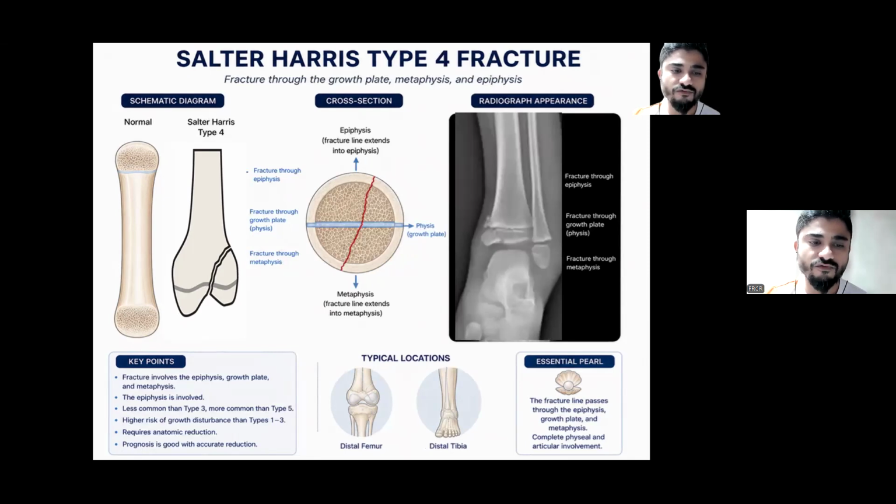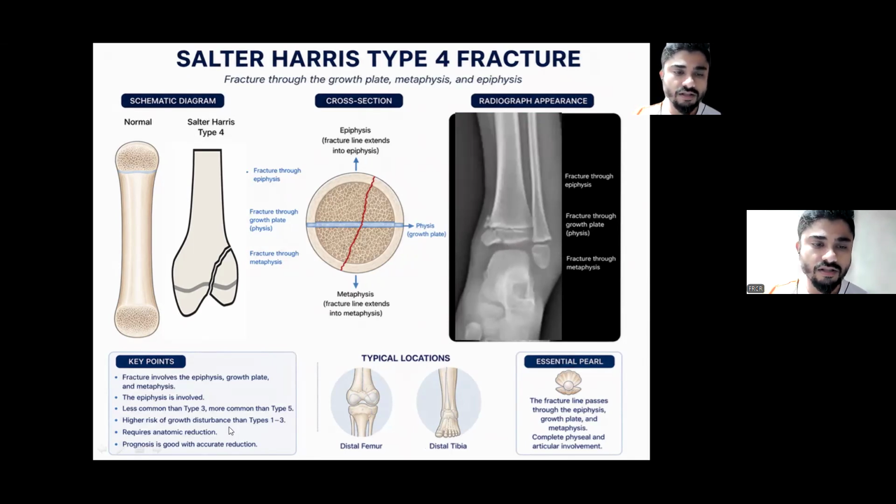Salter-Harris type 4 fractures are basically where the fracture line runs from the metaphysis across the growth plate and into the epiphysis. So all three parts of the bone are involved. That is the reason this is a Salter-Harris type 4 fracture. On the radiograph, you can see the fracture line running across the metaphysis, then into the physis, and then into the epiphysis, reaching up to the articular surface of the distal end of the tibia.